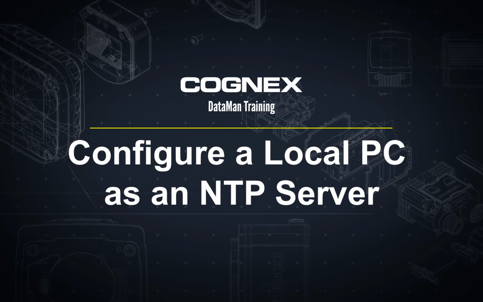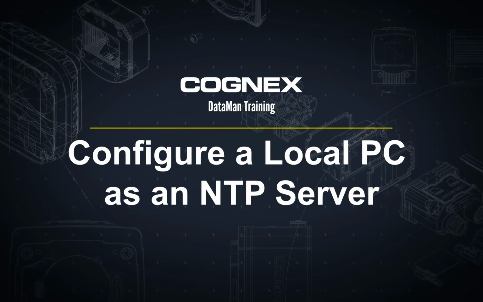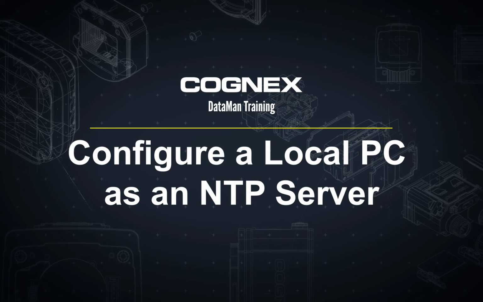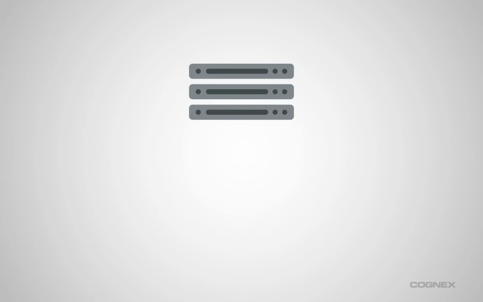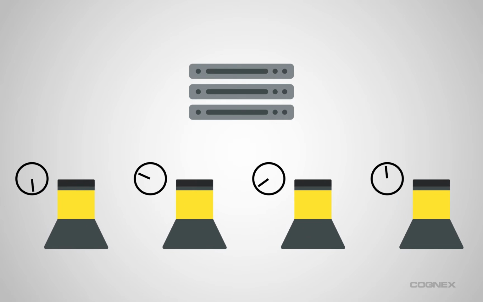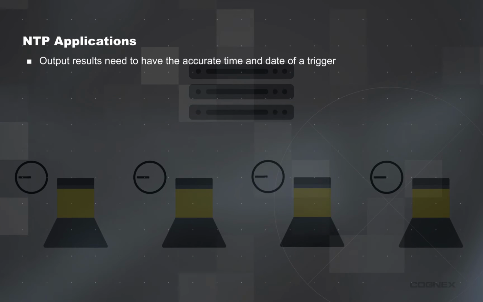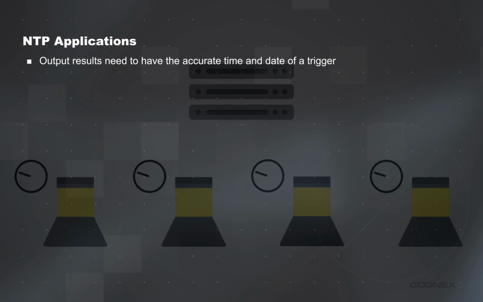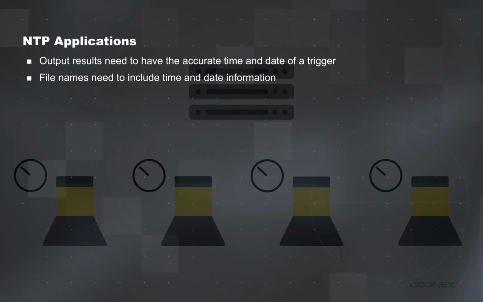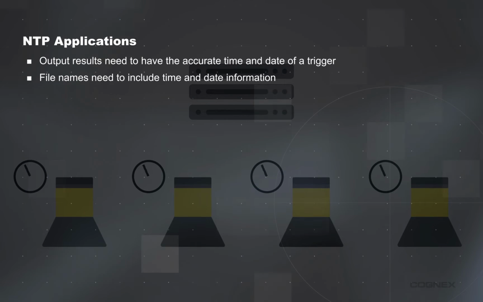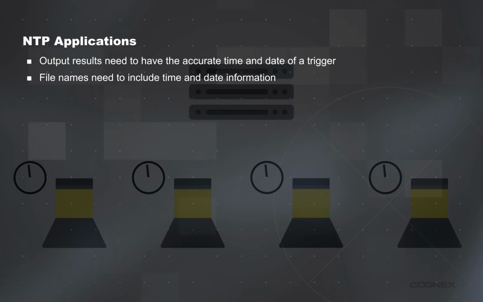This video will cover how to configure a local PC as an NTP server. NTP, also known as Network Time Protocol, is a network protocol that enables you to synchronize clocks on devices over a network. This can be useful if output results need to include the accurate time and date data for when triggers occur, or when buffered data and/or image file names need to include the time and date.